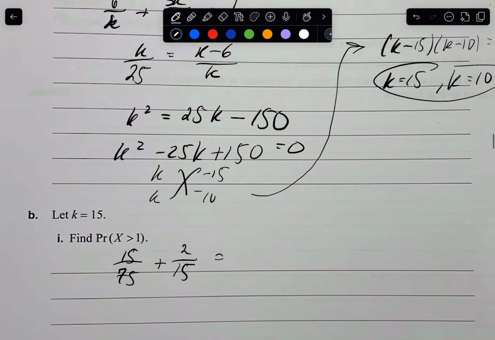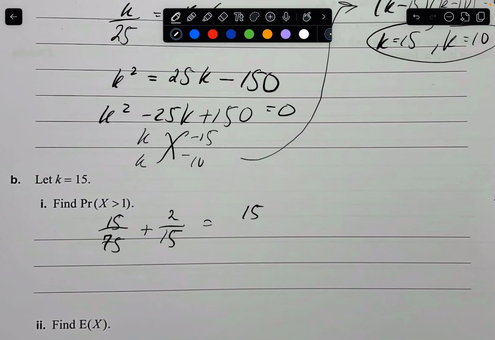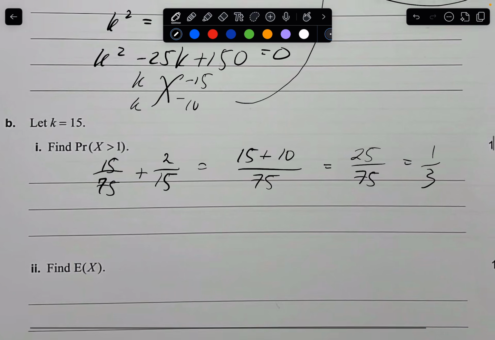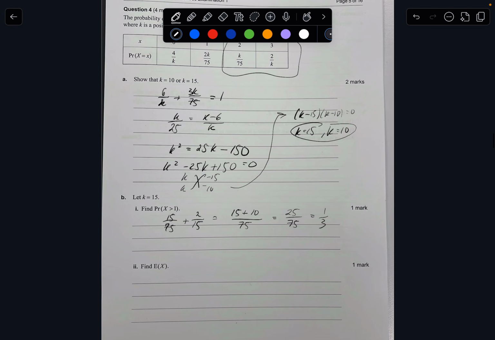And 15 times 5 is 75. So 15 plus 10 on 75, which is 25 on 75, which is 1/3. Find the expected value also with k is 15.